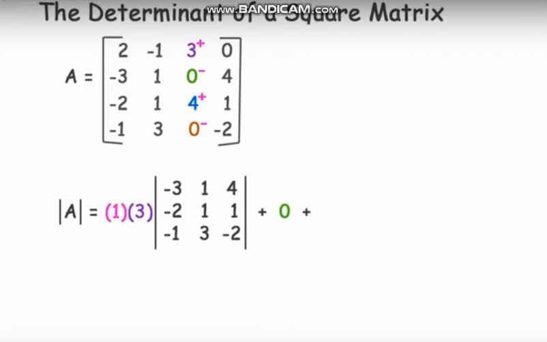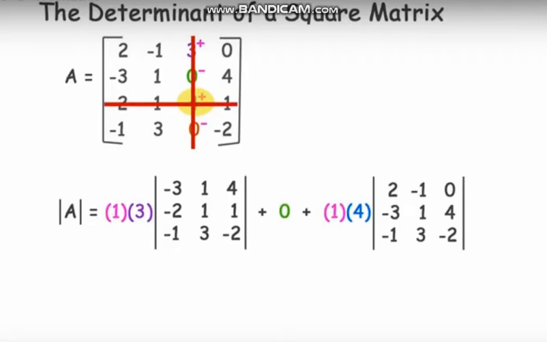Next, we expand on the third entry in column 3 to get 1 times 4 times the determinant of the matrix, row 1: 2, -1, 0; row 2: -3, 1, 4; and row 3: -1, 3, -2. And we slap down another plus sign.